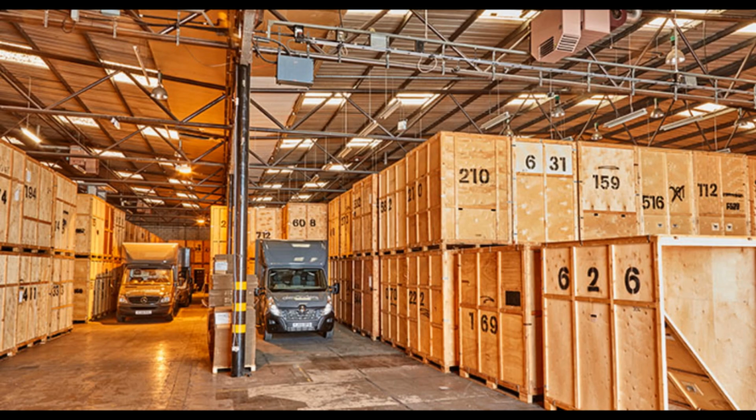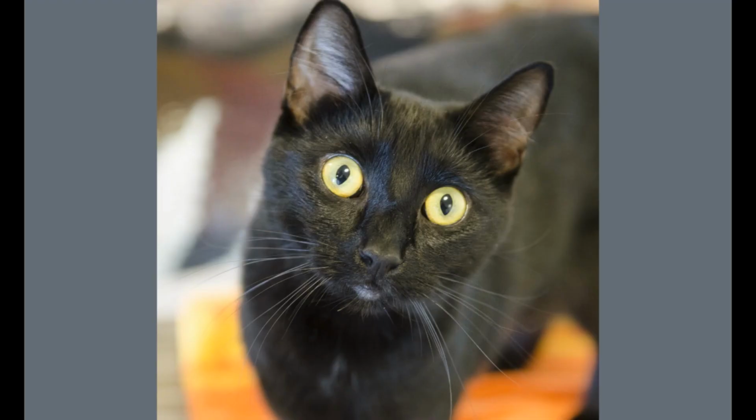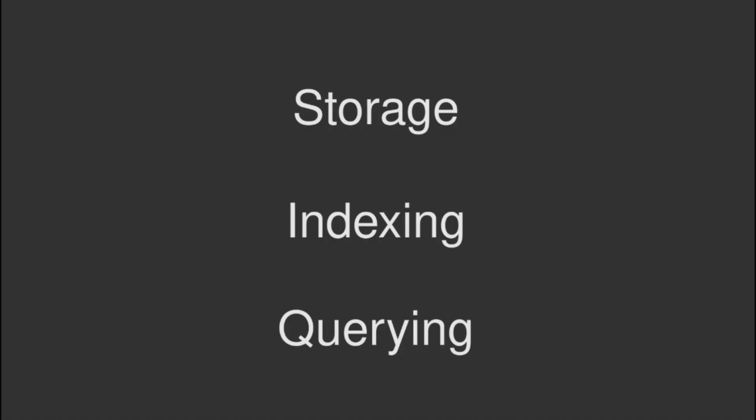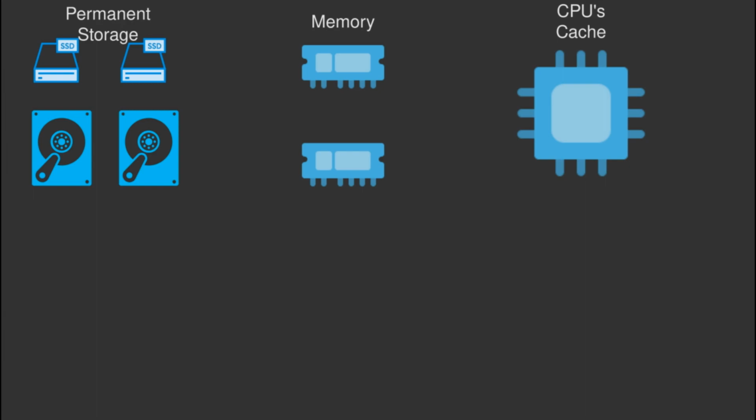Today we are talking about storage, indexing, and querying. There are three places in which information is stored on a computer. There is the permanent storage, composed of some HDDs or SSDs. There is the memory, also known as RAM. And finally, there is the CPU's cache.